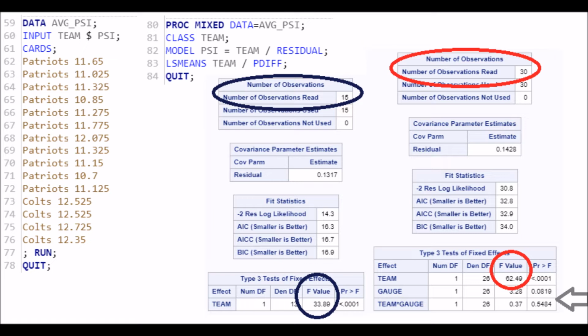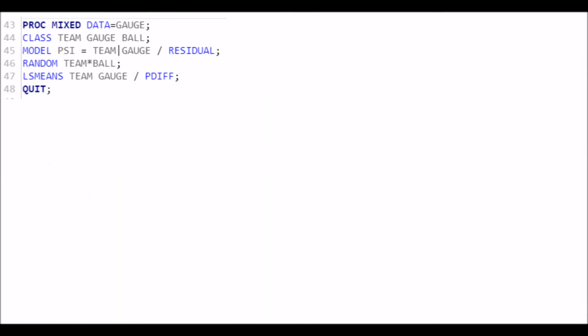Also, we lost a level of precision in the estimate of the experimental error. For these reasons, the data should be analyzed properly as a split-plot design. We do this by identifying for SAS what the level of the experimental unit is for the main plot factor, by identifying the additional error term required in the random statement. In this case, the main plot factor is team, and the independent experimental units are the 15 footballs. There are 11 true replicates for the Patriots and 4 true replicates for the Colts.